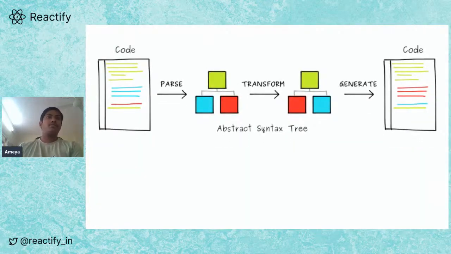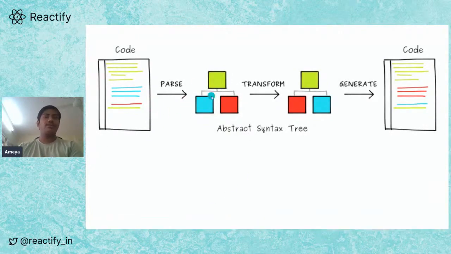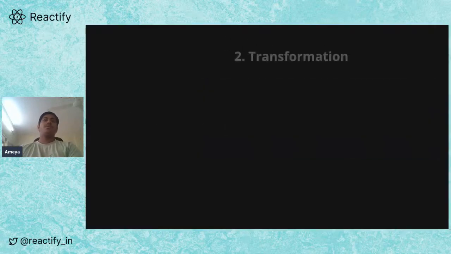Here is one diagram. In this diagram, you pass the human readable code. The Babel parser parses the code, it gets transformed and manipulated, and then it generates the code.